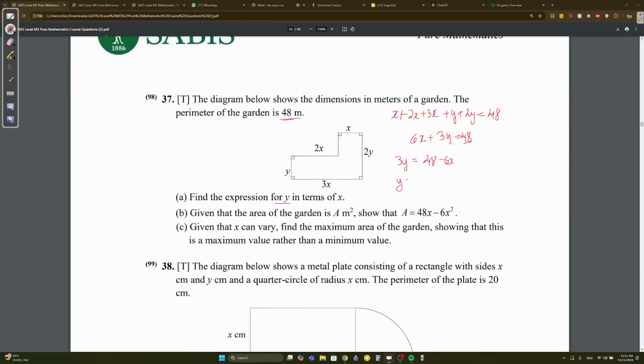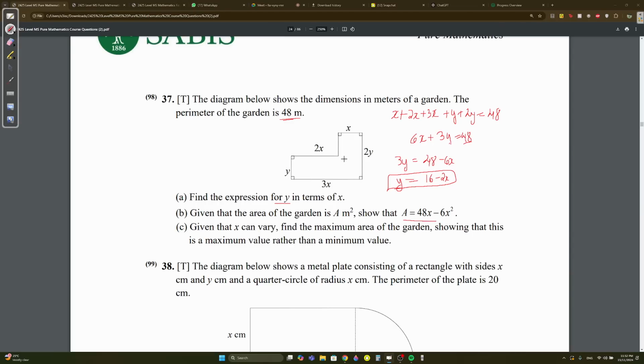And divide now both sides by 3. You're going to get 48 divided by 3, 16, minus 6 over 3, 2x. So you get this, okay? Given that the area is A meters squared, show that A is equal to 48x minus 6x squared.